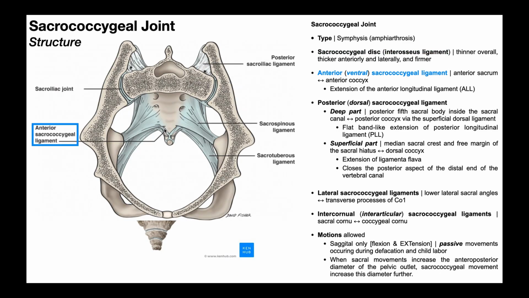Right here we see the anterior sacrococcygeal ligament. This is a ligament that connects the anterior surface of the sacrum to the anterior surface of the coccyx. And it's actually just an inferior extension of the anterior longitudinal ligament, or the ALL.